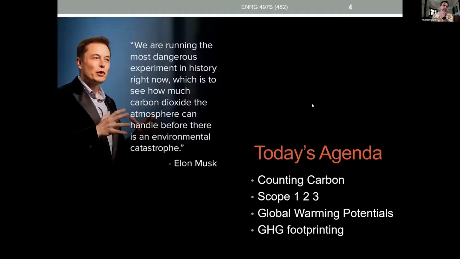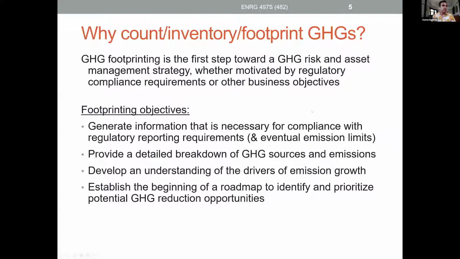Okay, so let's look into what scope 1, 2, and 3 is. It's determining where the carbon is emitted along some life cycle chain. So we have to talk about life cycle assessment really quick. I don't need to tell you why we count carbon. That's the whole point of this class.